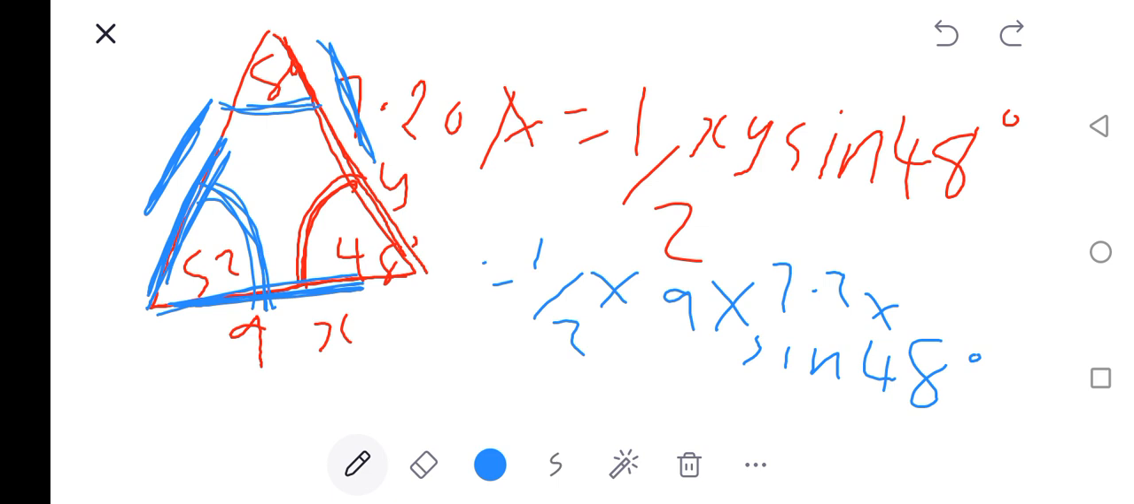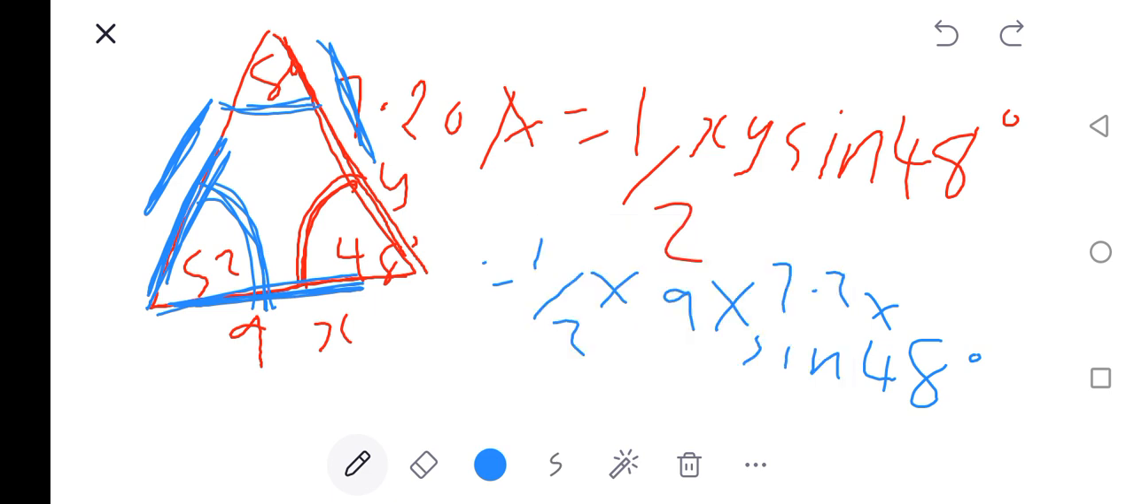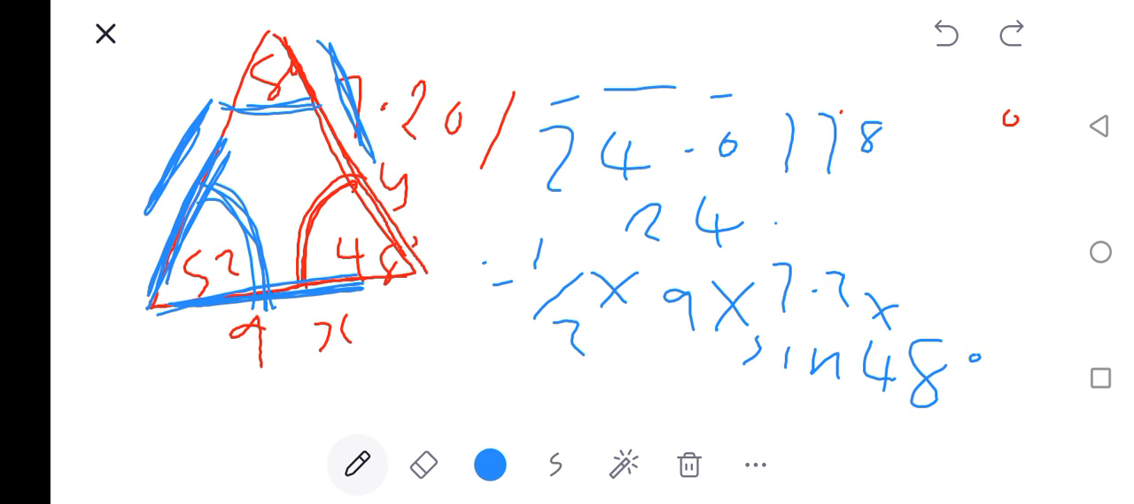24.0778925. Okay, so three numbers: 1, 2, 3. So 24.1 kilometers squared. That's the answer. Always round off to 3 digits. That is 3 significant figures.